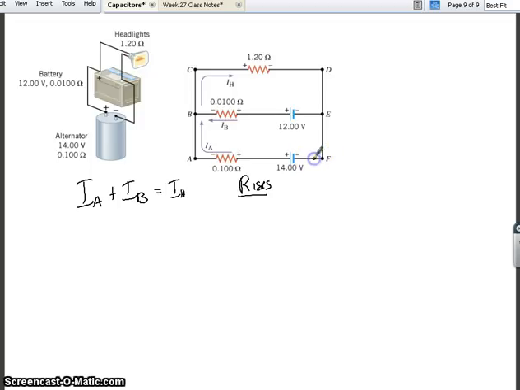So, rises. We're going to have a 14 volt rise right there. Drops. Notice this is going from positive to negative, so this is going to be a drop. This is going to be 0.10 ohms times the current through the alternator. As we come through this loop, this is going negative to positive, so this is going to be a rise. So negative to positive, we have 0.01 ohms times IB.